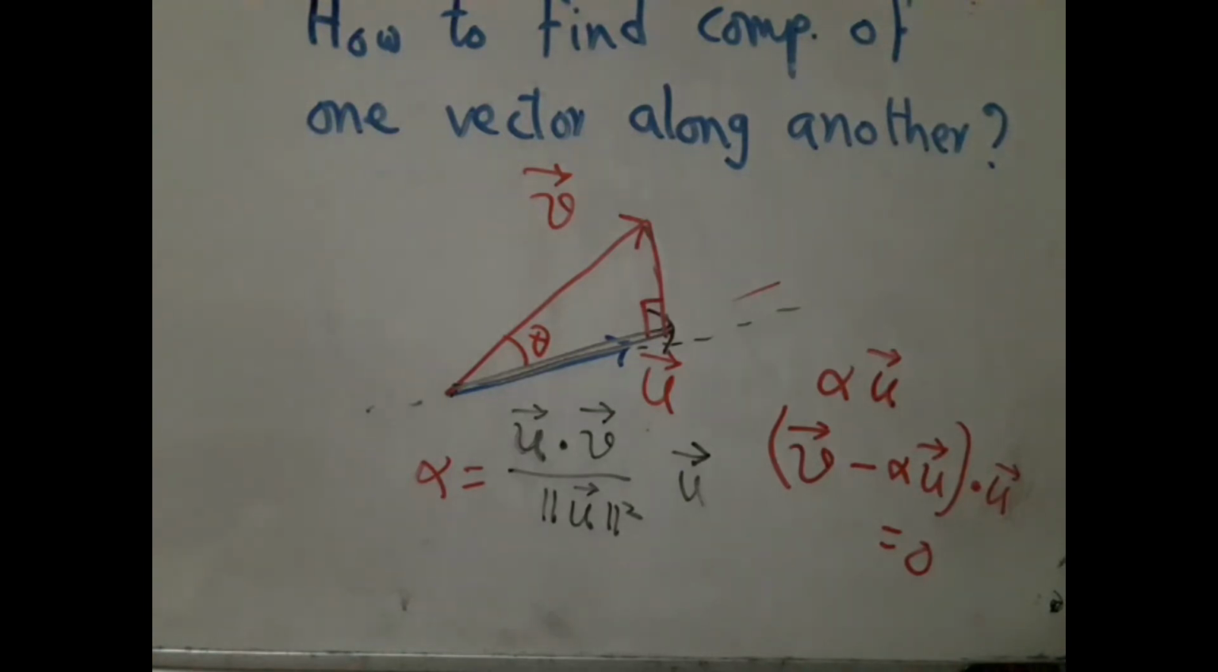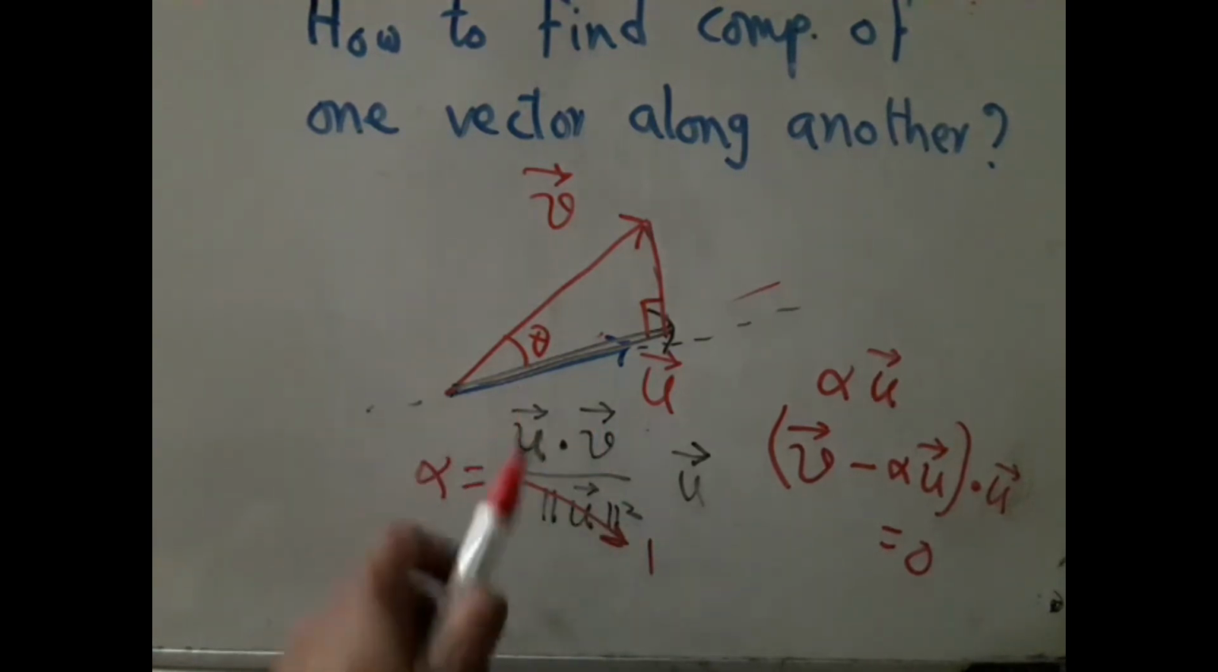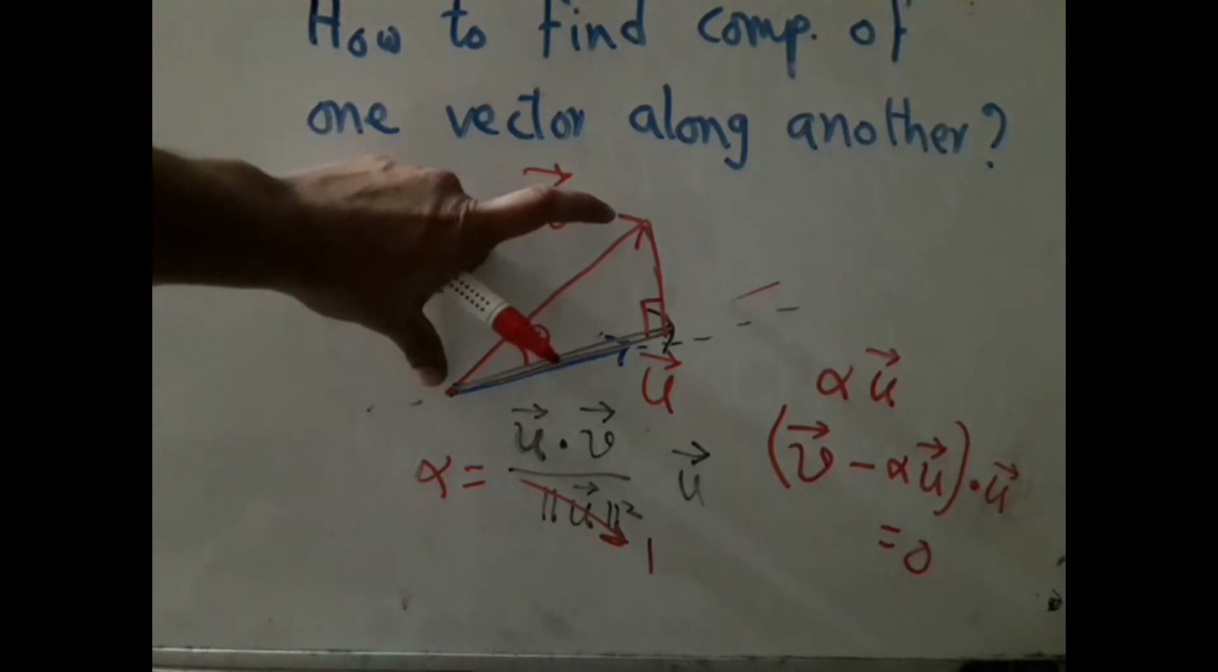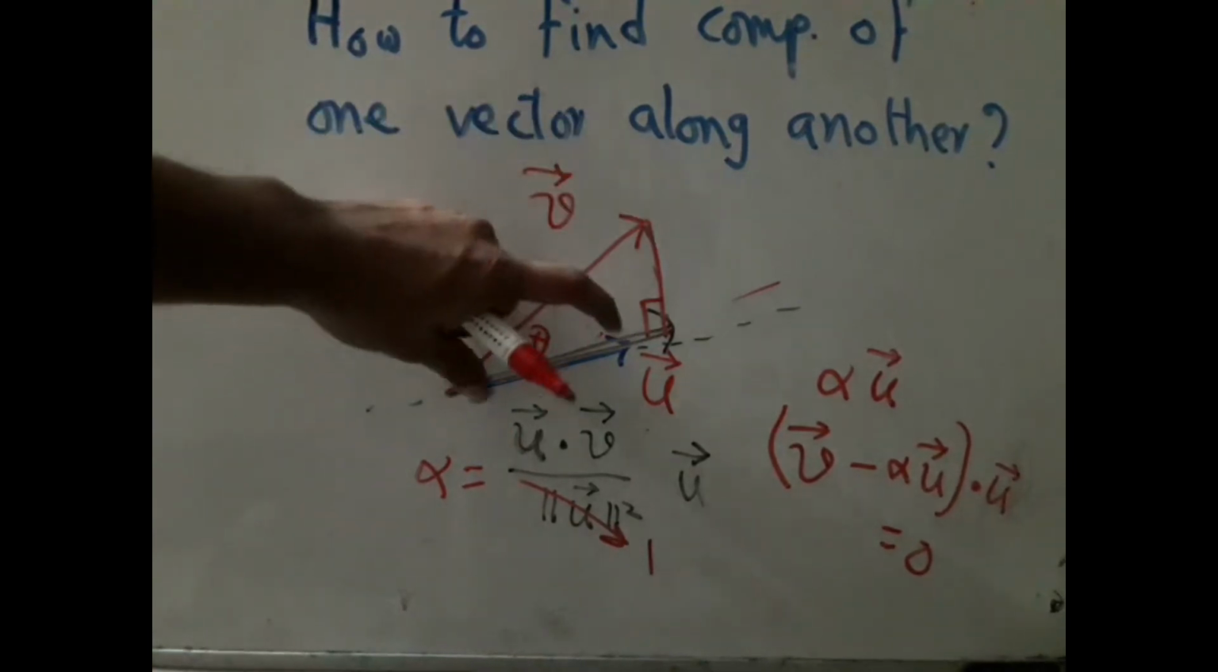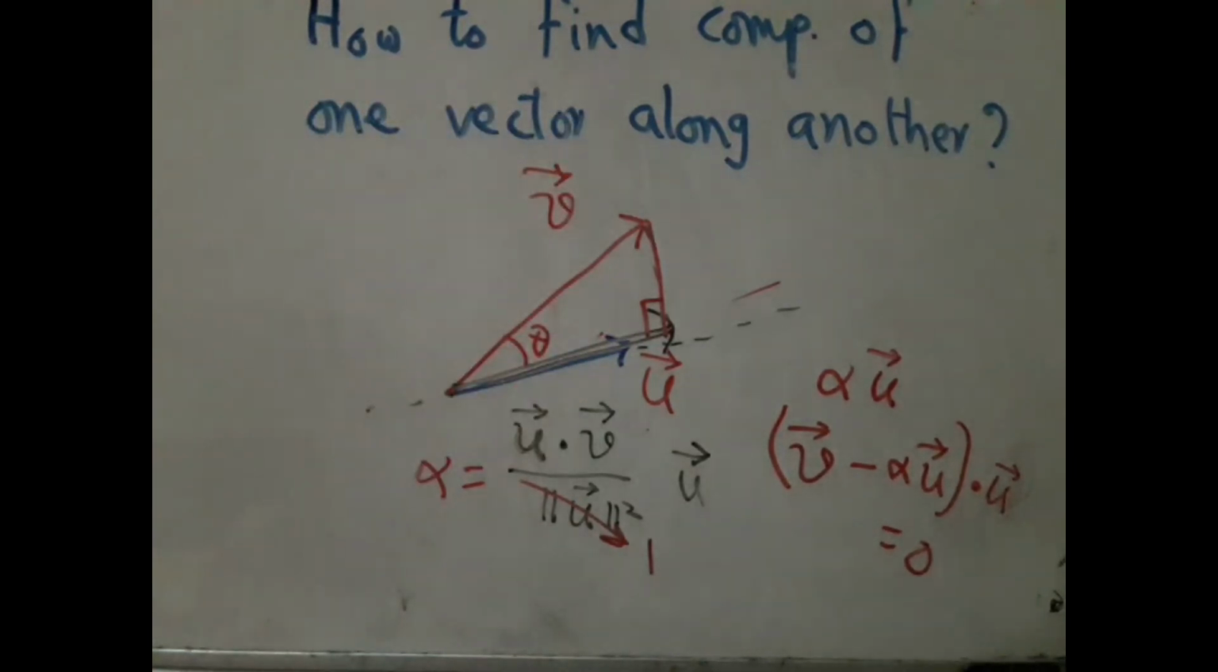Now this becomes even easier when you are working with u, which is a unit vector, because there the denominator will just become 1. So alpha is nothing but the dot product between the vector whose component you are taking and the direction along which you are taking the component. So it becomes even easier, and that is the thing that we need in Gram-Schmidt orthogonalization.